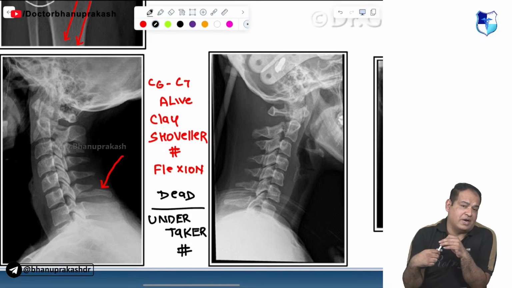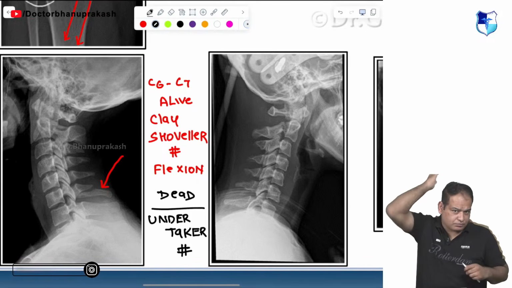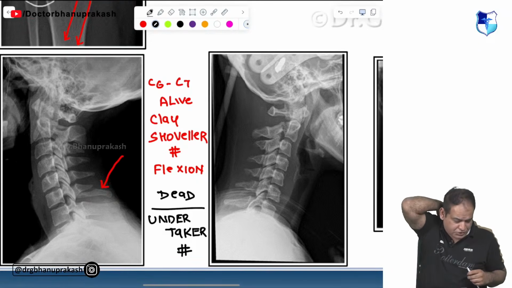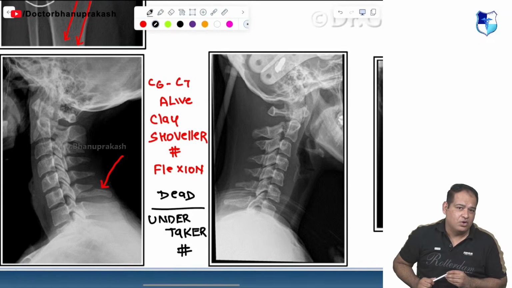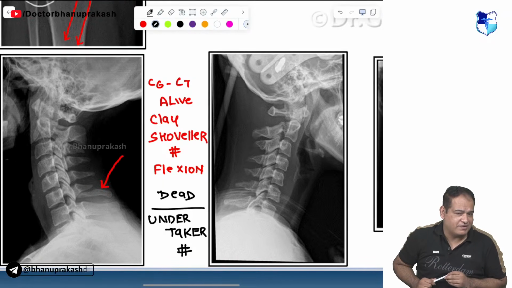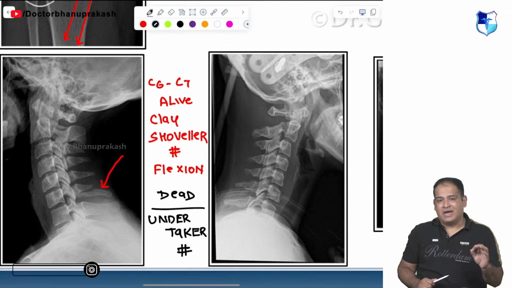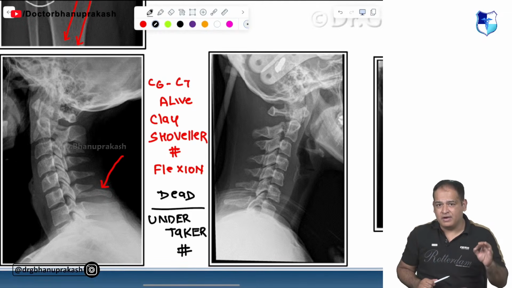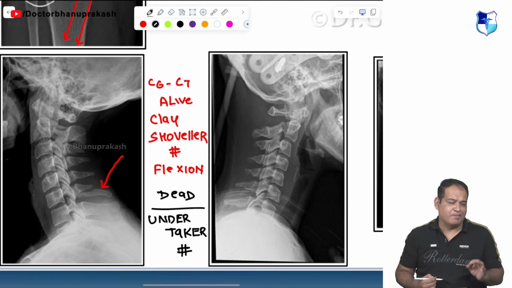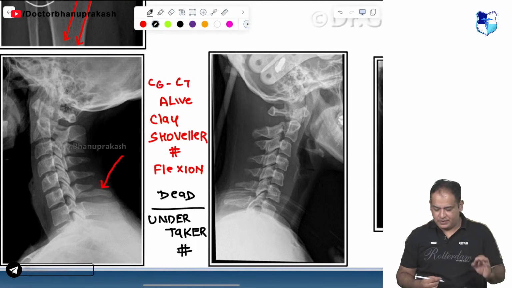But if they don't handle it gently, body will fall and posterior part of the spine will suffer a fracture, C6, C7 fracture. That is called undertaker fracture. It is a post-mortem finding, right?